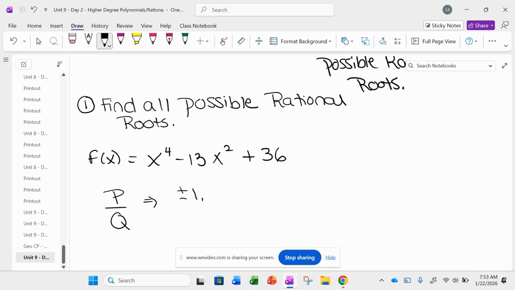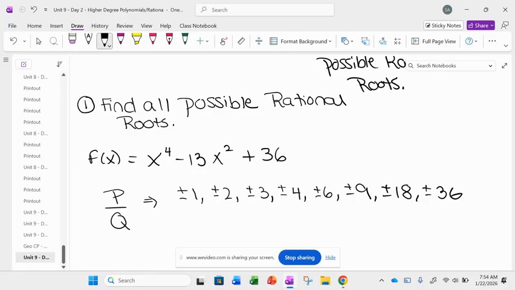So that's going to be plus minus 1, plus minus 2, plus minus 3, plus minus 4, plus minus 6, plus minus 12, plus minus 36. Did I get them all? What did I miss? Oh, yes, I missed my 9 and the 18. You're right. So plus minus 9, plus minus 18, then plus minus 36. Now do I have them all?